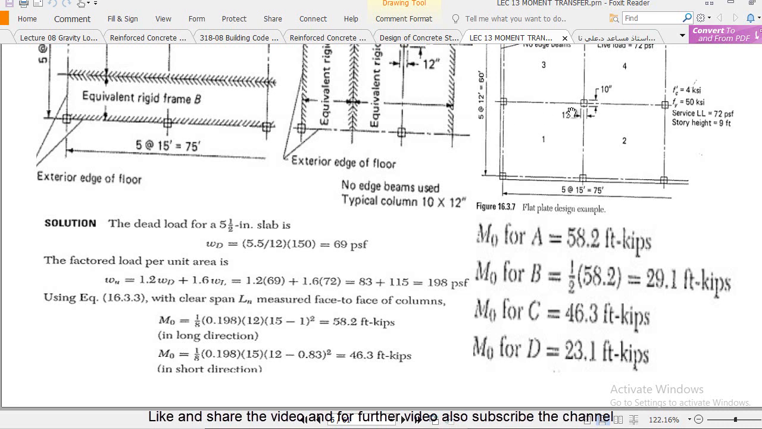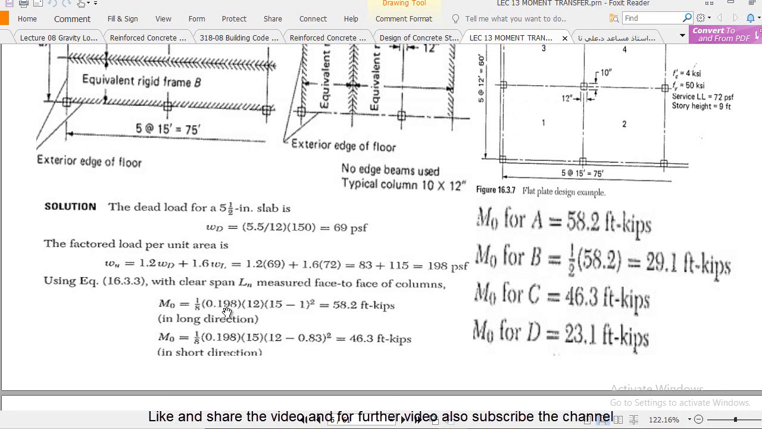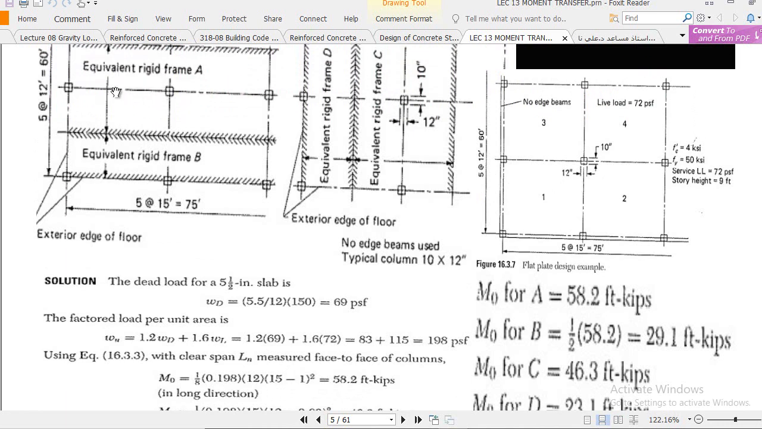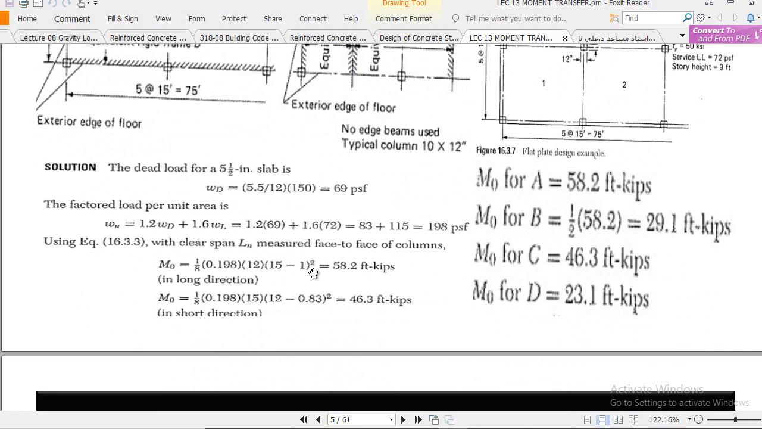Now we find out M naught, and ln, you already know how to find the clear distance. I already explained this in the lectures, so I won't explain it again. Now this is the equation: the factored load times the L2 distance, which is the transverse span, and the ln. If we are analyzing, let's say, this interior frame, the clear span will be 15 minus half of this column and half of this column, so we get the clear span in the long direction.